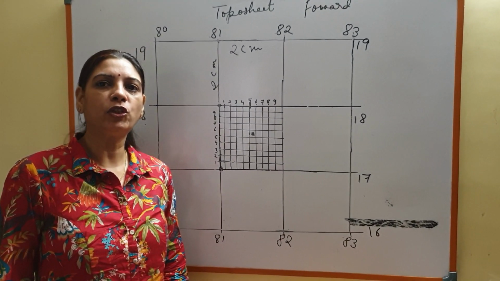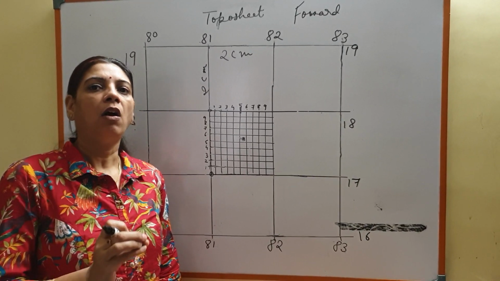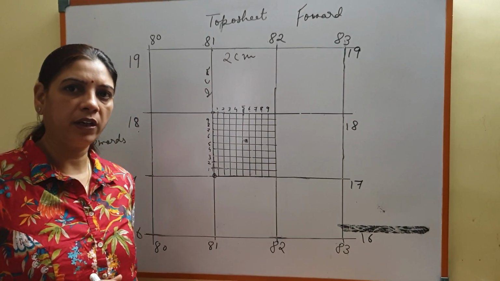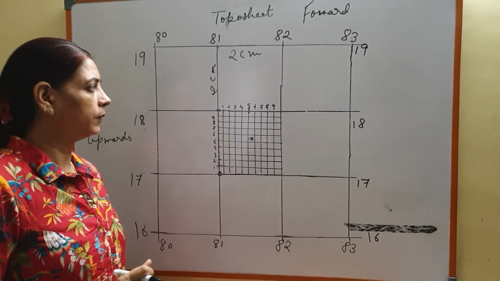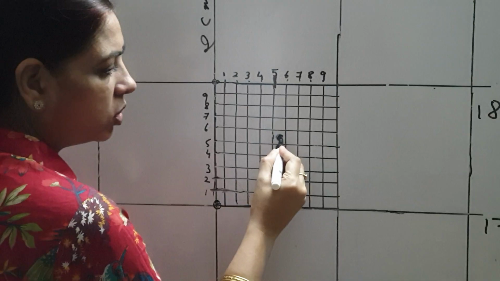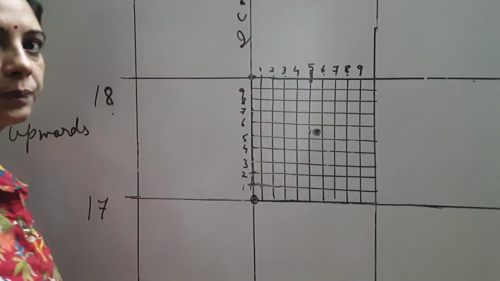Today I am going to teach you how to find the six-figure grid of a symbol or a feature that's there on the topo sheet. Now you know how to find the four-figure grid. First comes the eastings and then comes the northings. Now, if you are asked to find the six-figure grid of this perennial well.